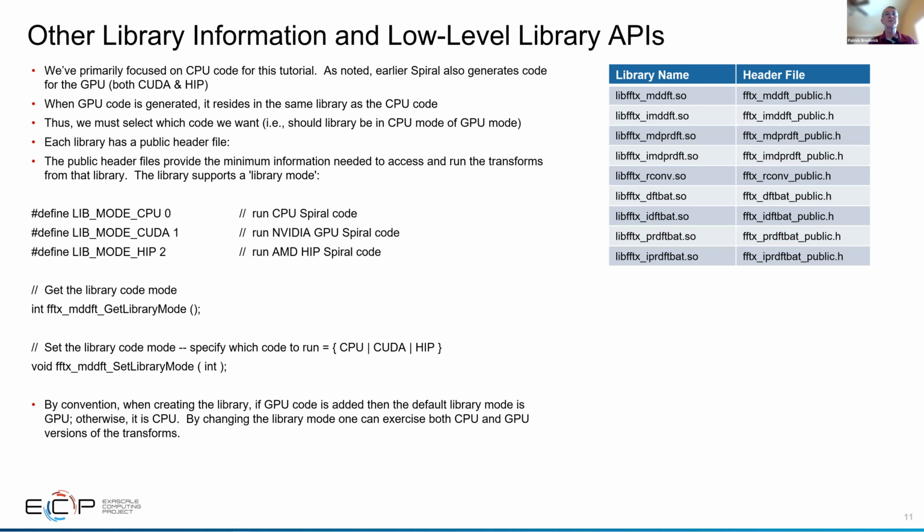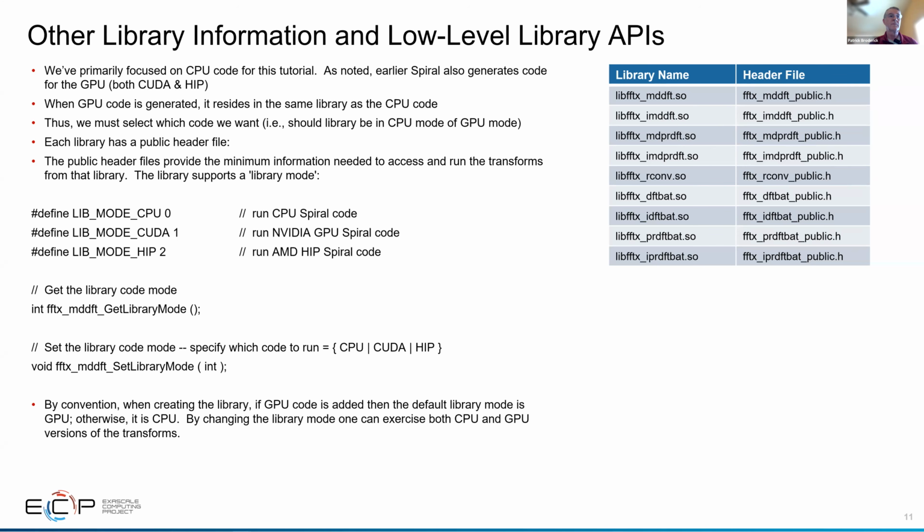GPU code is indeed possible, and the code for both the CPU and for the GPU is put into the same library. And typically we'll only generate either CUDA code or HIP code. You wouldn't expect to have both included in the same library. Over here on the right-hand side, I note the library names, and along with each library, there's a public header file that you can include in order to gain access to the functions and information within that library.